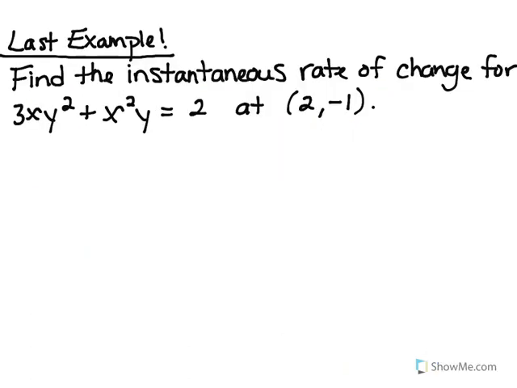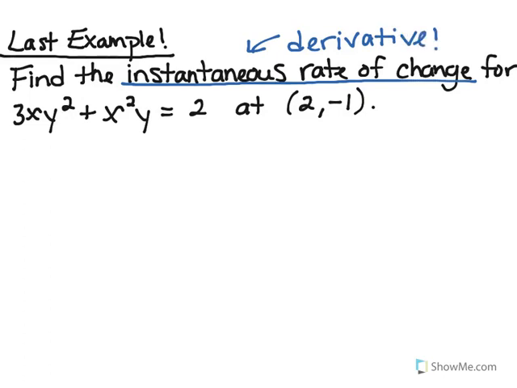All right, the last thing we need to do is find the instantaneous rate of change. Now, you should know that instantaneous rate of change means find the derivative. So we need to find the derivative of our function. Our function is 3xy squared plus x squared y is equal to 2. This has product rule in it. This has a different product rule in it.